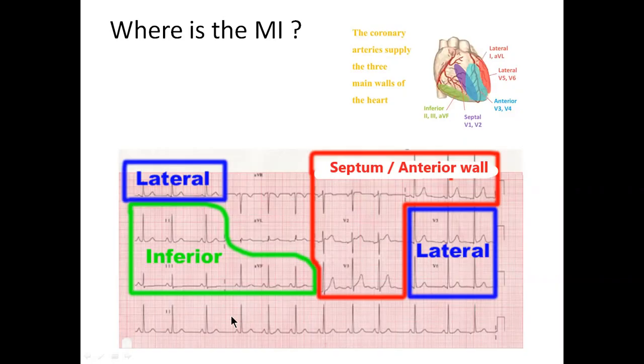So this is a very, very important slide, and you do have to memorize this. Once again, V1 and V2 indicate the septum. V3, V4 is the anterior wall. V5, V6 is the lateral wall, and I and aVL is also the lateral wall.